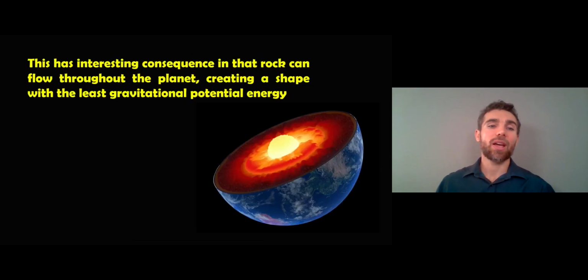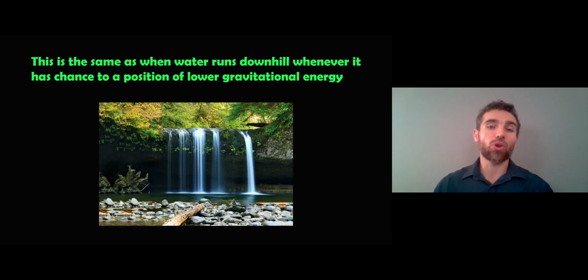Now, there is an interesting consequence here. Because some of the inside of the planet is going to behave like a liquid, it means it can flow. And it's going to flow throughout the planet, and it creates a shape with the least gravitational potential energy. So it's going to mold itself into the most favorable shape in the presence of that gravitational potential energy. That's a bit like water running down a hill, really. You've got a liquid there, and it wants to go to a position of lower gravitational energy. And it's the same thing when you've got a large planet like that. Once it starts behaving like a liquid, it's going to shape itself like a sphere.